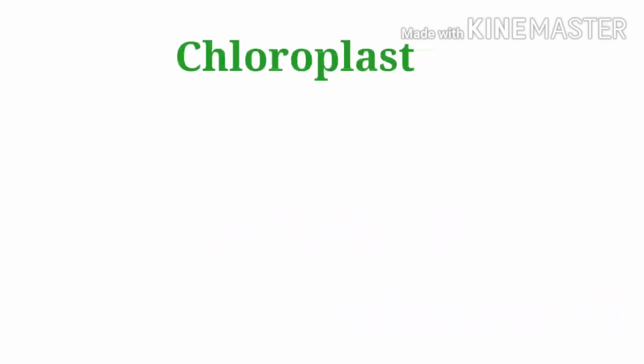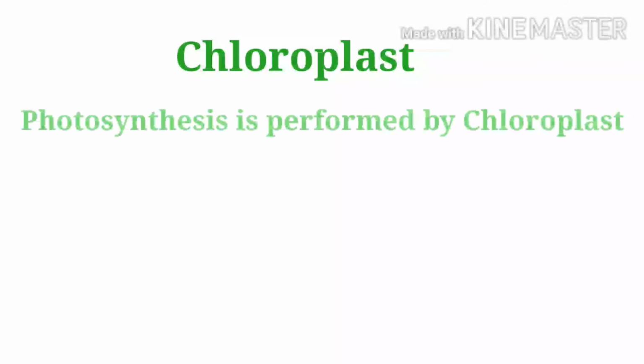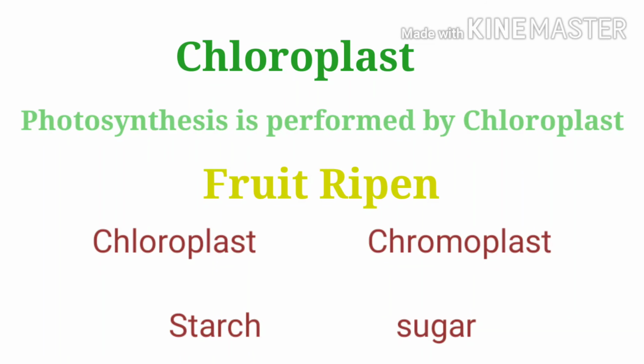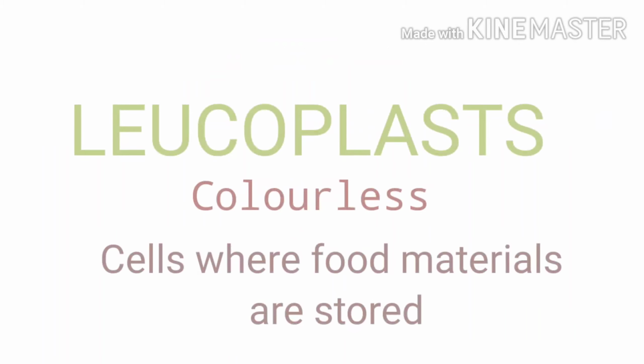The green colored part of plant is because of another pigment, that is the chloroplast, and the main function of chloroplast is photosynthesis. You must have also noticed when fruits ripen, the green color fruit changes to yellow color. Why? Because the chloroplast, which is green in color, changes to chromoplast, and also it becomes very sweet. Why? The starch is converted to sugar.